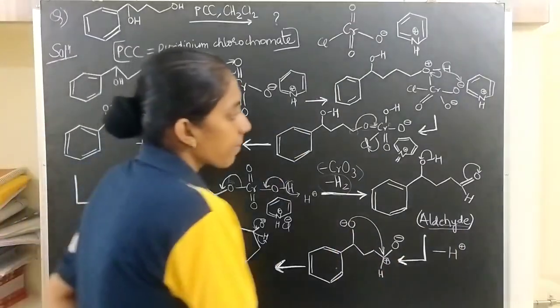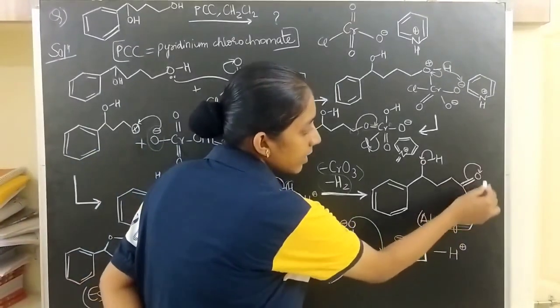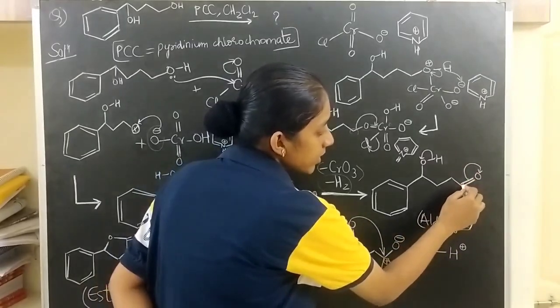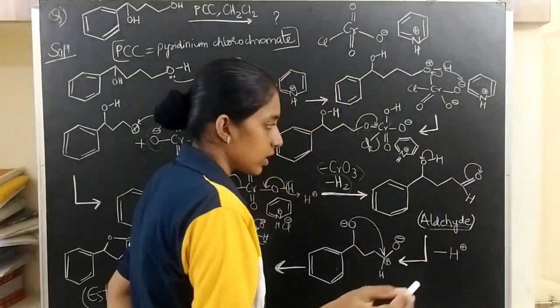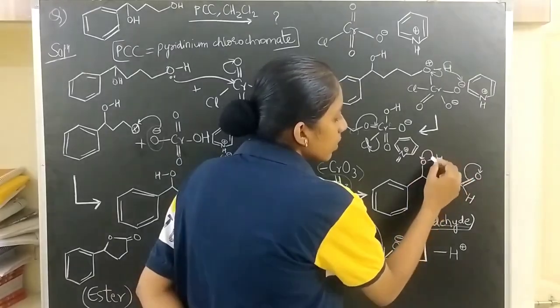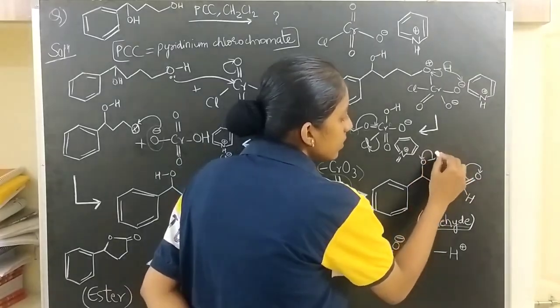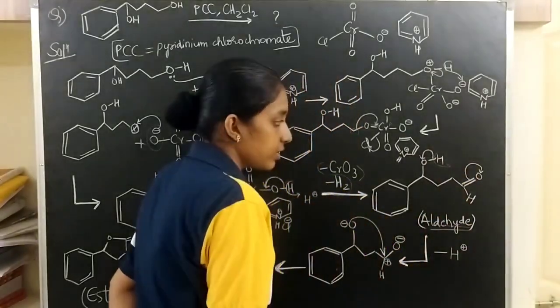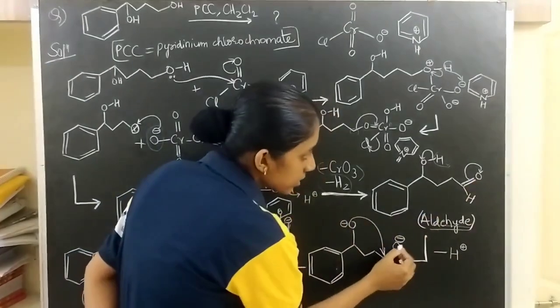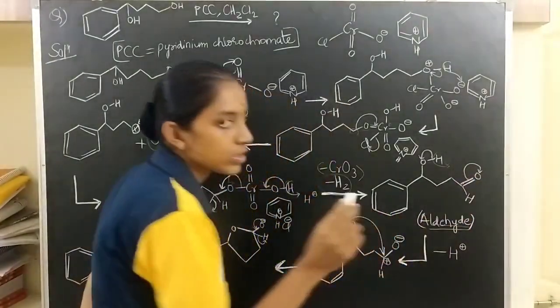So what happens first? The oxygen here in the aldehyde position will take the bond from carbon, leaving this carbon positively charged. Oxygen will get a negative charge. Now another oxygen, that is the hydroxy group present here. The oxygen will take the bond from hydrogen. Hydrogen will be removed as H plus. Oxygen will get a negative charge. This oxygen also gets a negative charge. Carbon here will get a positive charge.